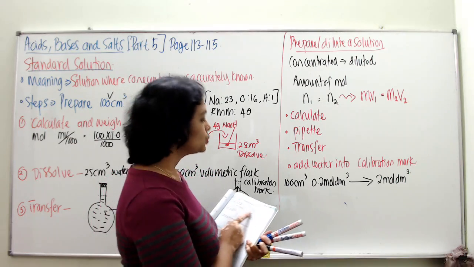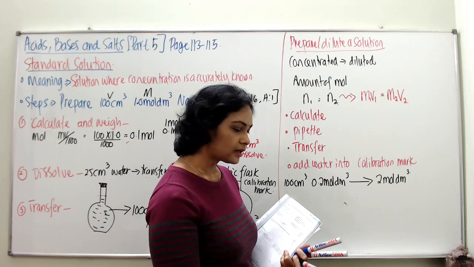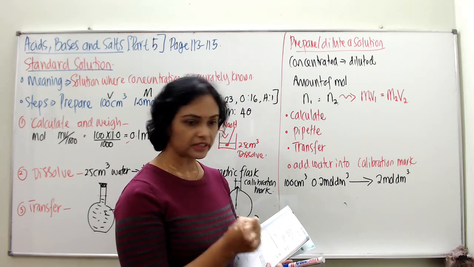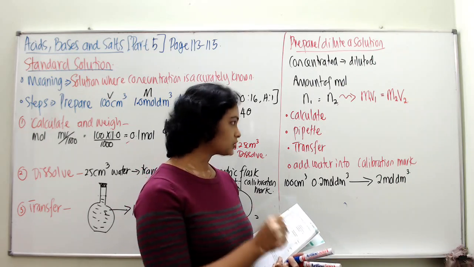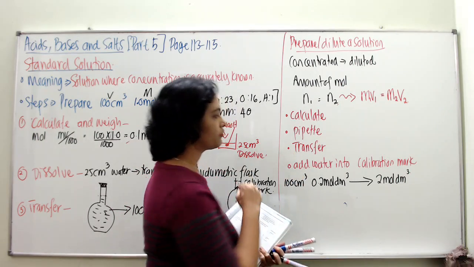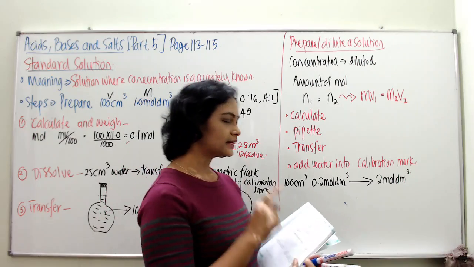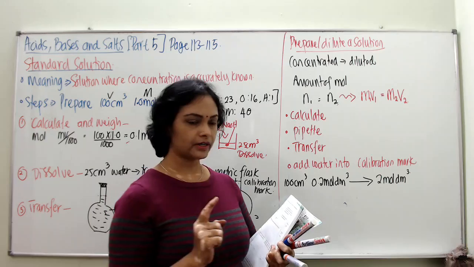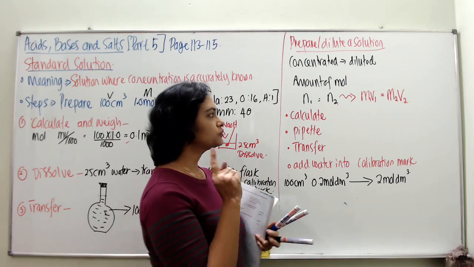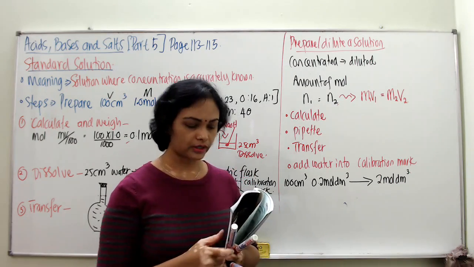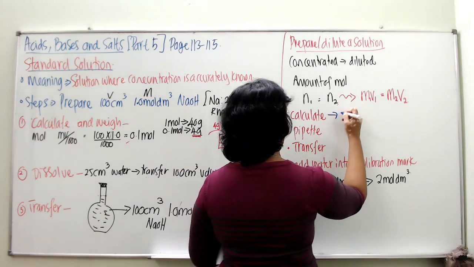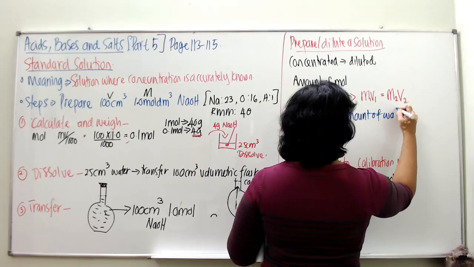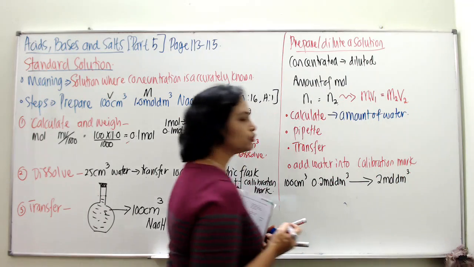Second, you will take a bit of solution using a pipette. Then transfer it into a volumetric flask and add water until the calibration mark. Please refer to page 115. Now what you do is, first you calculate the amount of water that you need to add.